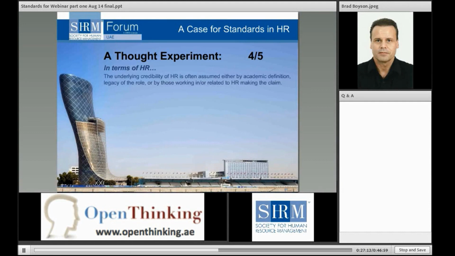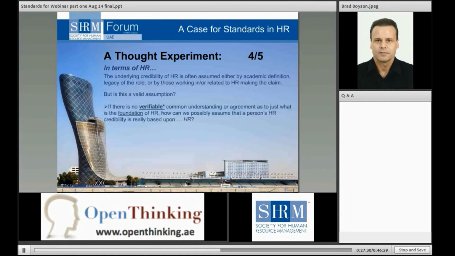So in terms of HR, the underlying credibility of HR, of human resources, is often assumed to be either by academic definition, legacy of the role, or simply by those people working or related to HR making the claim that HR is credible. But ask yourself this, is this a valid assumption? If there is no verifiable common understanding or agreement as to just what is the foundation of HR, how can we possibly assume that a person's HR credibility is really based upon HR? Perhaps HR is really just a group of different professions. Or maybe HR is strictly and forever destined to be an art form.